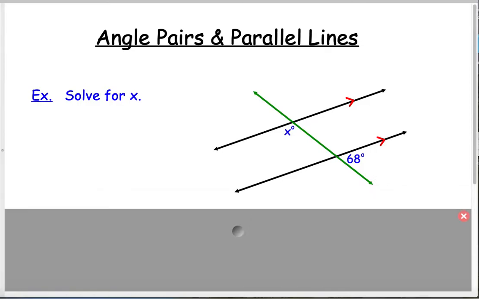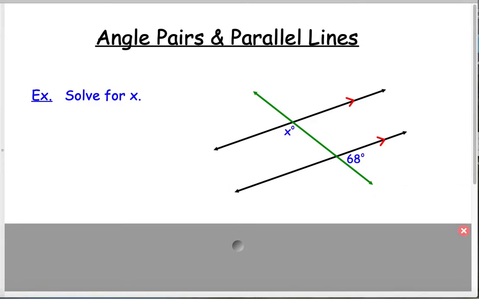Today I just wanted to do a few more examples that talk about angle pairs and parallel lines, so finding missing angles. So let's look at the first example. Alright, so I have here two parallel lines. These red arrows are telling me that these two black lines are parallel, and then they're cut by this green line, which, remember, we call a transversal.